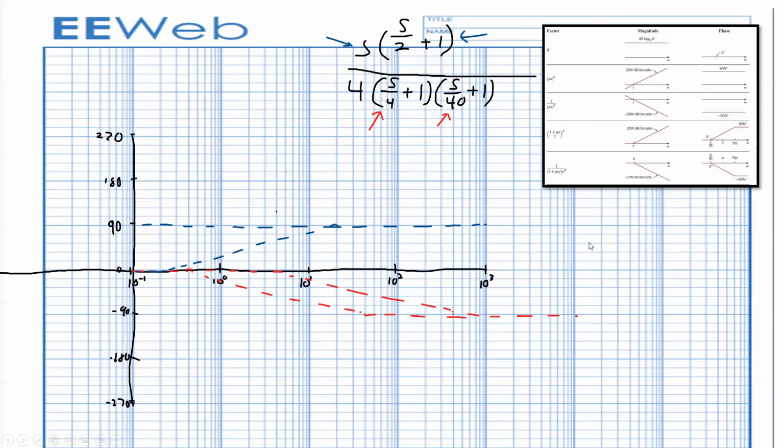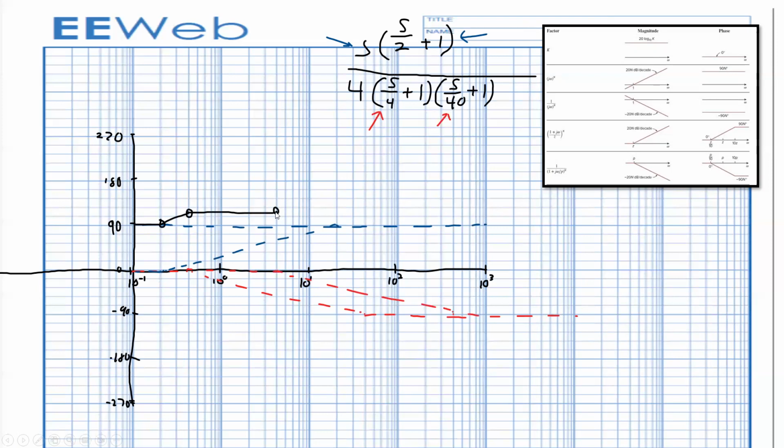Now we'll start to add these together to get our final plot. So our first line here starts at 90 because of the S term, and it goes until the starting point of 0.2. So from 0.2, we'll start moving up at a value of 45 degrees per decade until we get to 0.4. And from 0.4, we have negative 45 degrees per decade, so it goes back to being flat. And we'll continue being flat until we reach the value of 4.